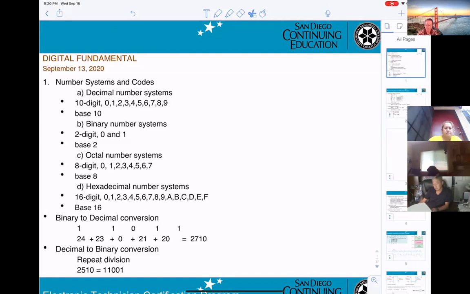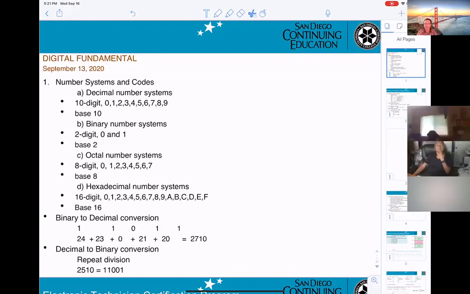The first thing is we're talking about number systems and codes. So basically you get the decimal number system. Everyone already knows the decimal number system, 0 up to 10.